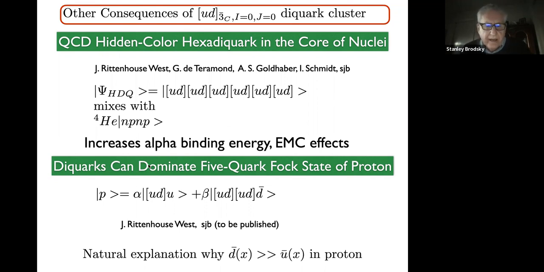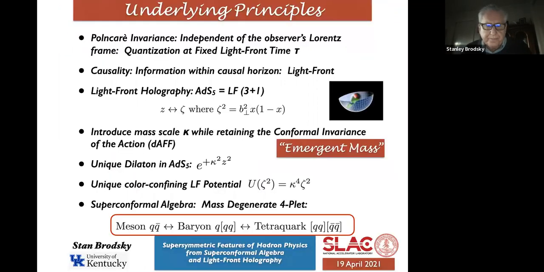Not only that, with the diquarks, you can go to higher Fock states. So this is the valence Fock state, ud plus u, but you could go to the higher five-quark Fock states, and they like to cluster as ud, and then there's a d-bar left over, not a u-bar. So this explains, in fact, why in the data there's a difference between d-bar and u-bar in the proton. It's because this is the natural configuration of the five-quark Fock state.